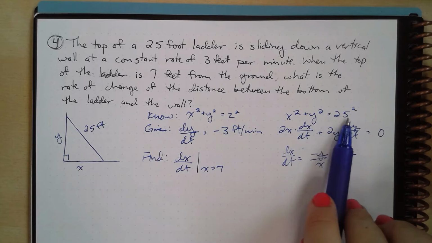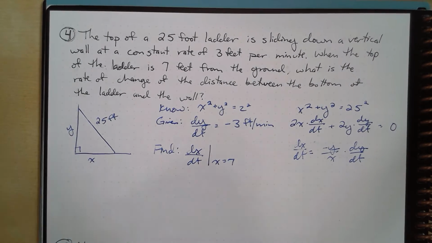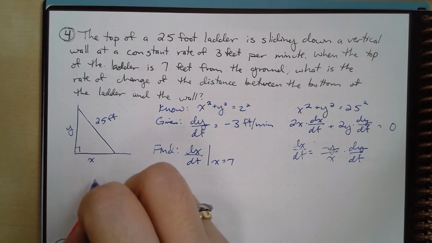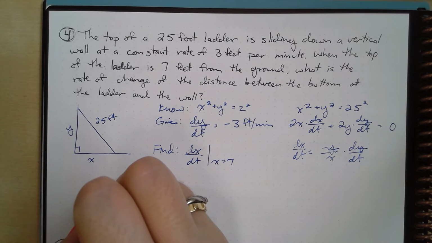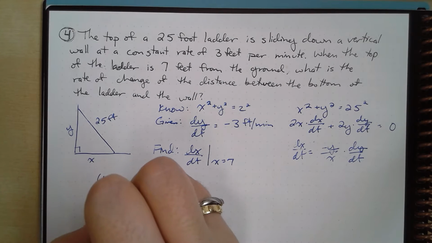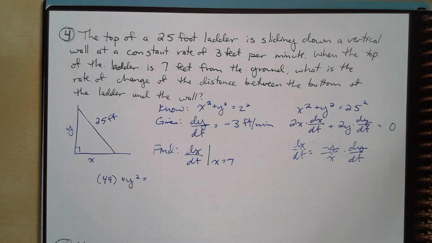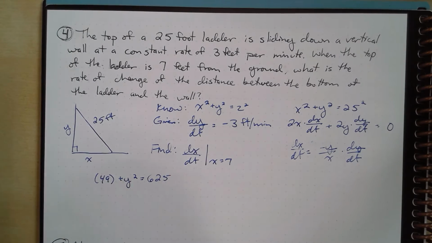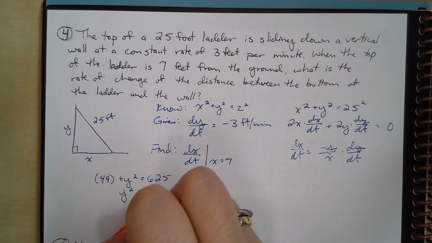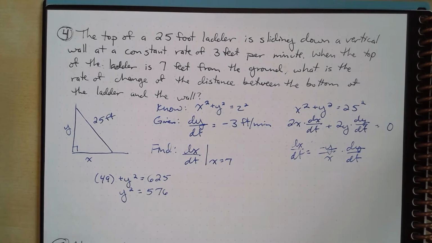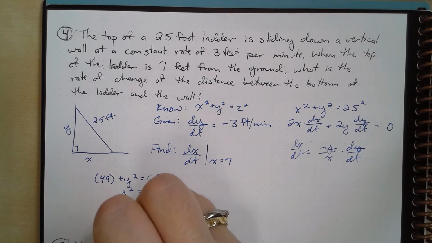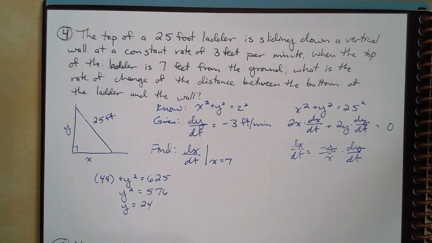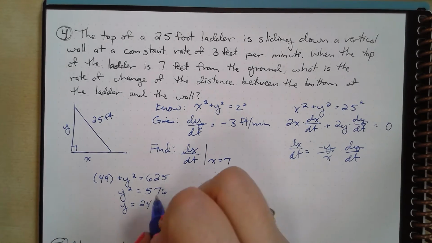So we're going to use our original formula. Hopefully you can still see here. So I'm going to have x squared, so I'm going to have 49 plus y squared is equal to 25 squared, which is, I really should have this memorized, 625. So minus 49, y squared is equal to 576. The square root of that is y equals 24. So now I have that y is equal to 24 feet.